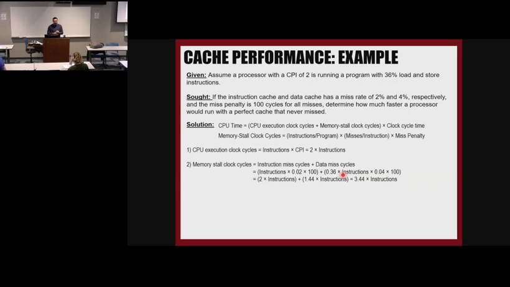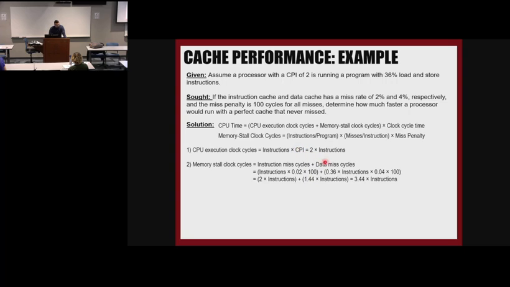We had a 2% miss rate for the instruction, and 4% miss rate for the data, and miss penalty of 100 cycles. Okay, so memory stall clock cycles is equal to the instruction miss cycles and the data miss cycles. So we had to add them. Okay, so instruction miss cycles, we know that we have a 2% miss rate and a miss penalty of 100 cycles for both cases. So it would be instructions multiplied by 2% multiplied by 100.